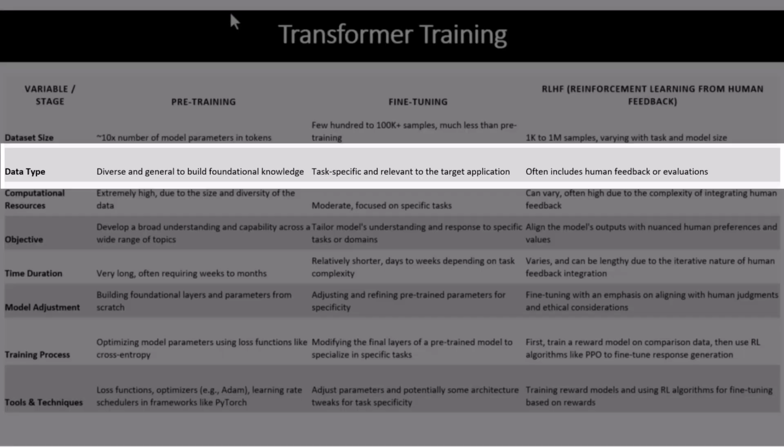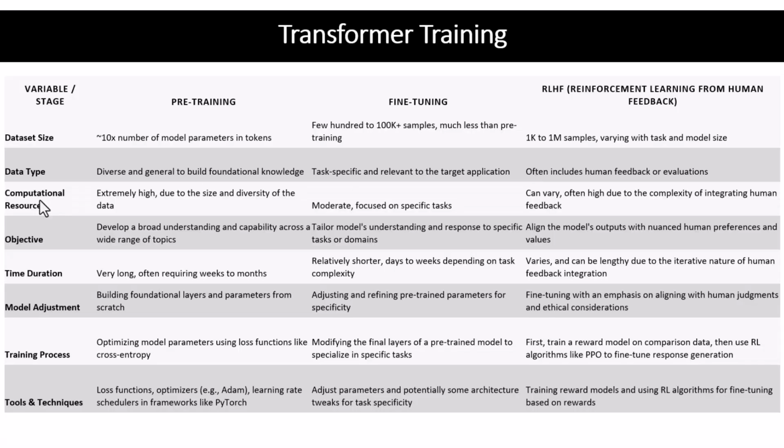Next, the data included in the dataset. In the case of the pre-training, we usually use diverse and general datasets to build foundational knowledge in the model. In the fine-tuning, on the contrary, we want very specific and relevant data to target the desired task. And also in the RLHF, we usually include very specific data, which includes human feedback or evaluations done by humans, and nowadays by other transformers.